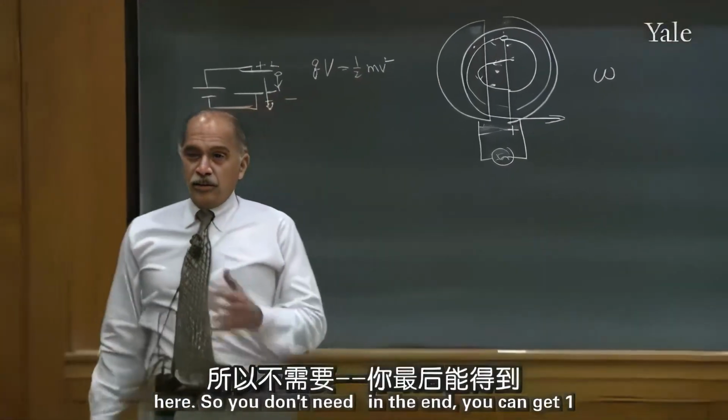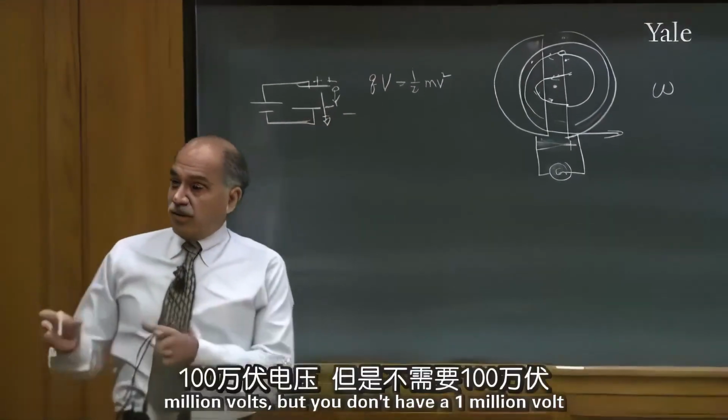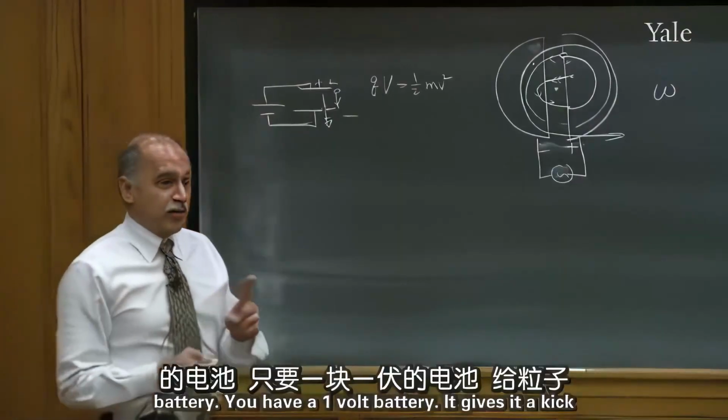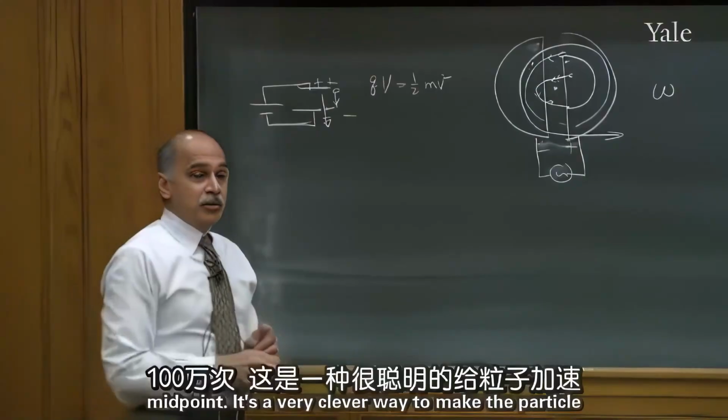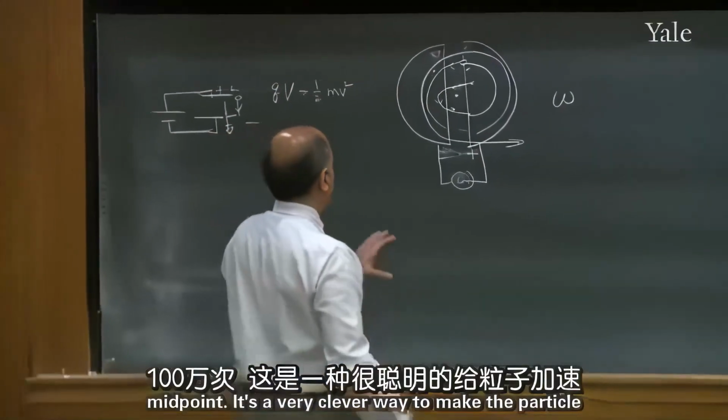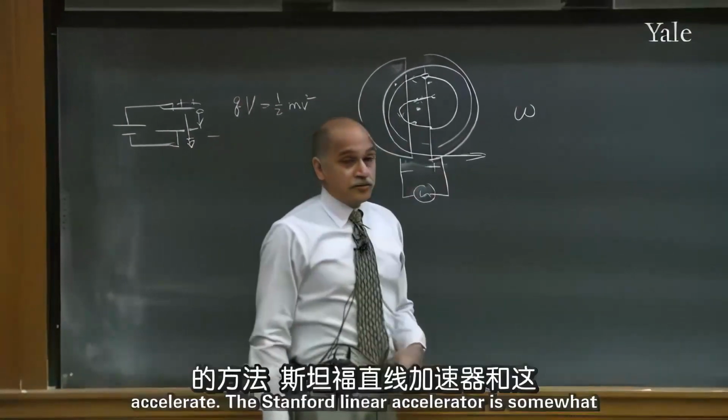So in the end, you can get 1,000,000 volts, but you don't have a 1,000,000 volt battery. You have a 1 volt battery. It gives it a kick 1,000,000 times. 1,000,000 times you cross the midpoint. So it's a very clever way to make the particle accelerate.